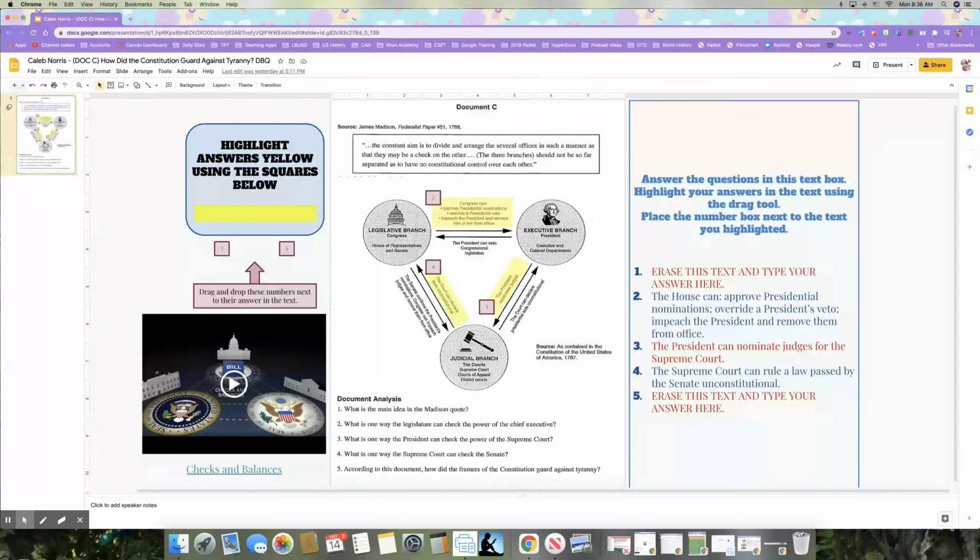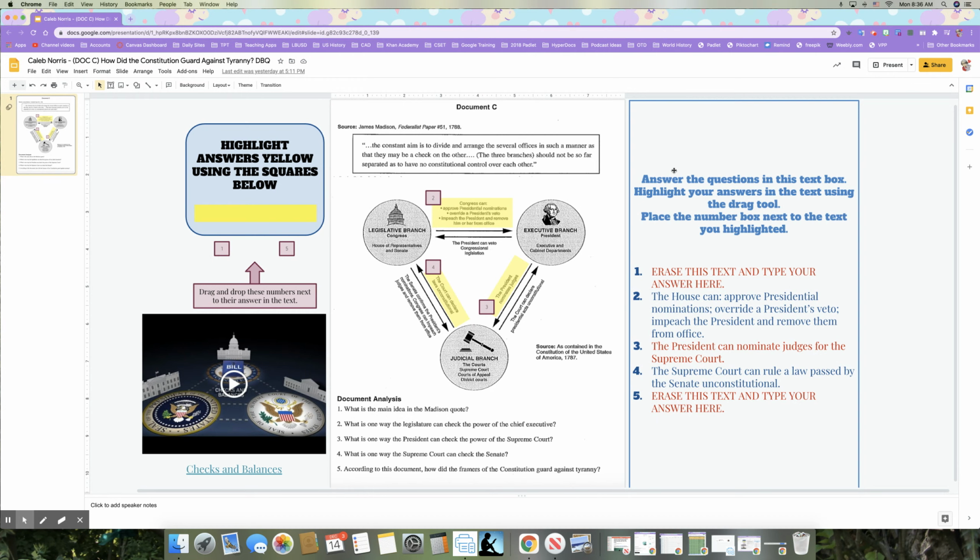Okay. So let's look at question number 1. And question number 1 says, what is the main idea of the Madison quote? So I'm going to go ahead to this box up at the top, and I'm going to look at that Madison quote. And it says, the constant aim is to divide and arrange the several offices in such a manner as that they may be a check on the other. The 3 branches should not be so far separated as to have no constitutional control over the other.